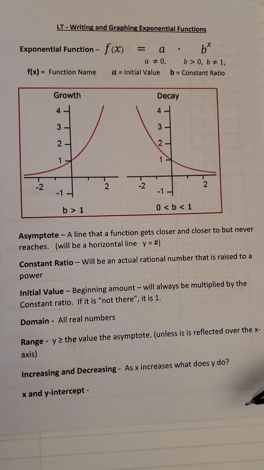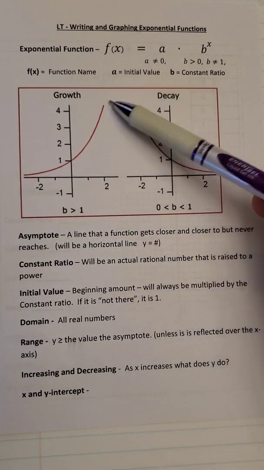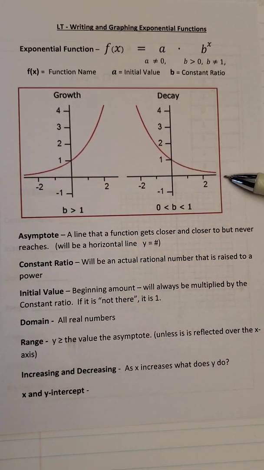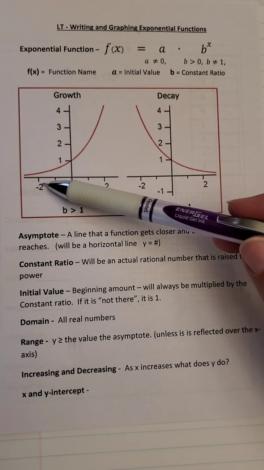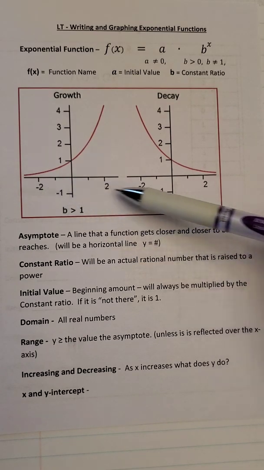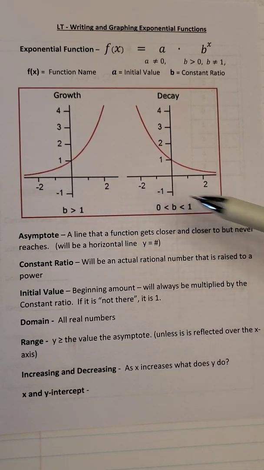Increasing and decreasing, we talked about that a little bit. It's increasing as x gets bigger. It's decreasing as x gets bigger. Those always are in the condition of x getting bigger. So we're always moving from left to right on our graph.